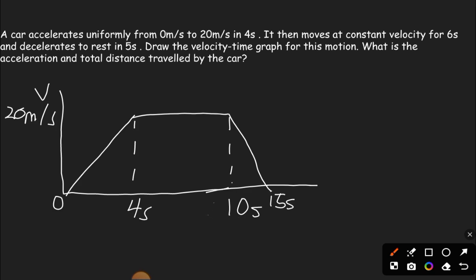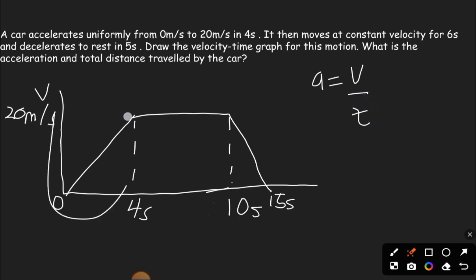What's the acceleration? Where did acceleration take place? Acceleration took place at this point. That's where acceleration took place. This is the point where acceleration takes place, and this is the point where deceleration takes place. So if acceleration took place here, pick up the information from this side and then find it. So acceleration equals velocity over time.